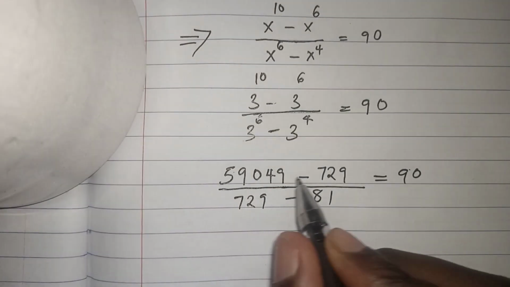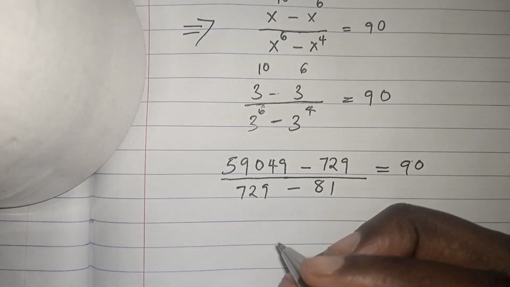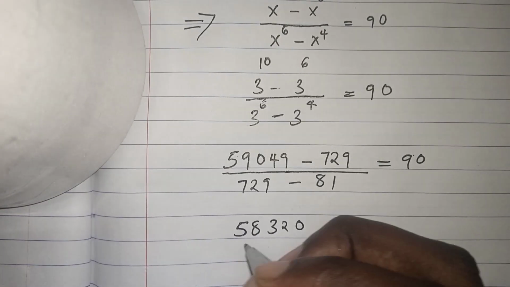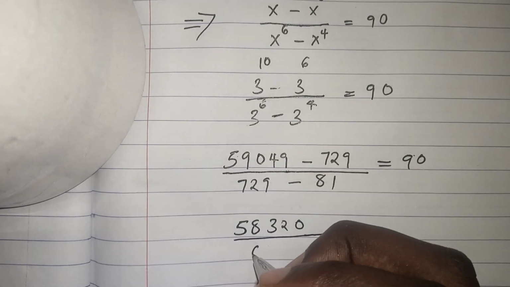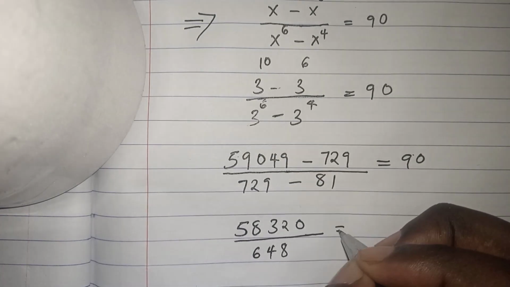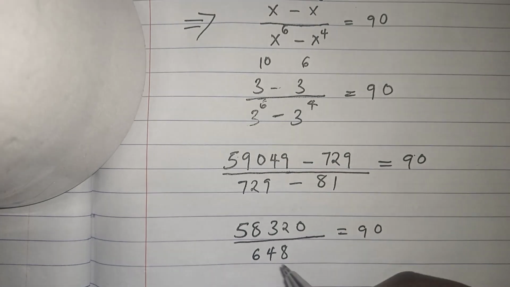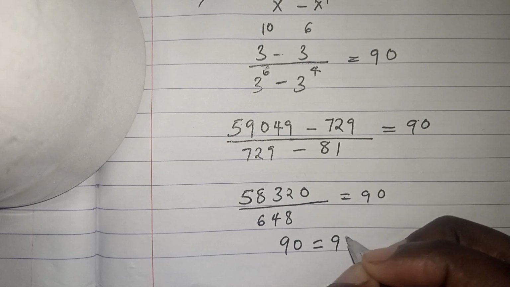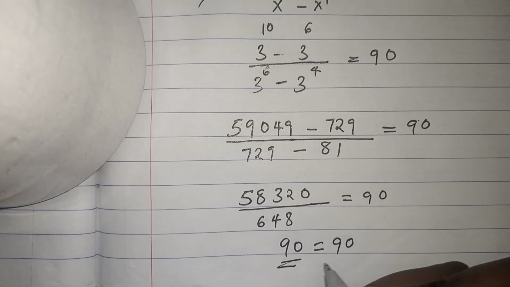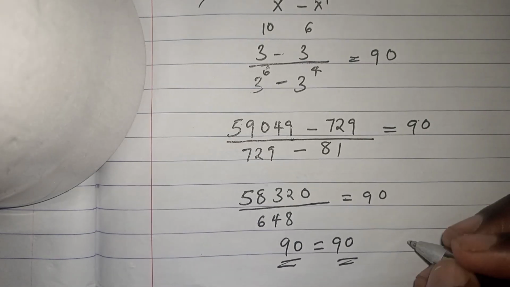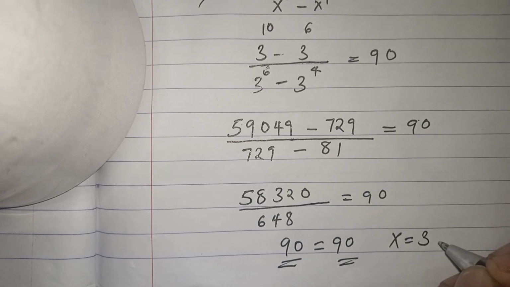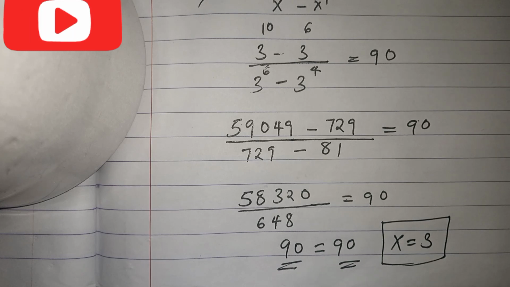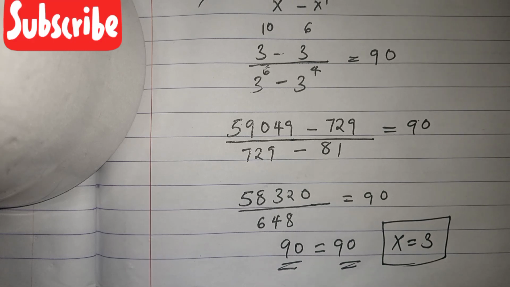So if you subtract this from this, you are getting 58,320 over 648 is equal to 90. So if you divide this, it will give us 90 is equal to 90. So our left hand side and our right hand side are equal, meaning x is equal to 3 satisfies the given equation. So try out with x is equal to negative 3 and comment down below.